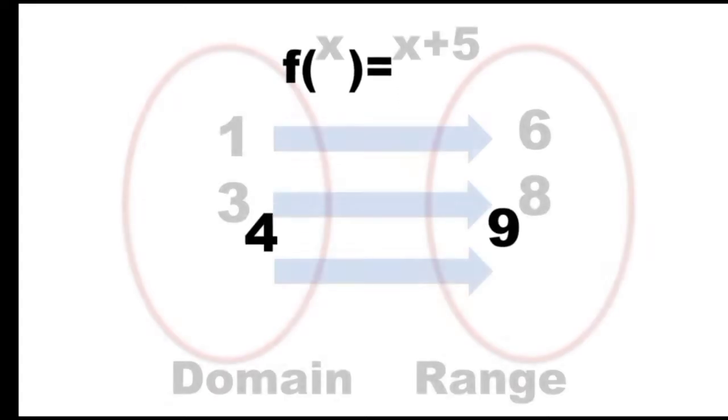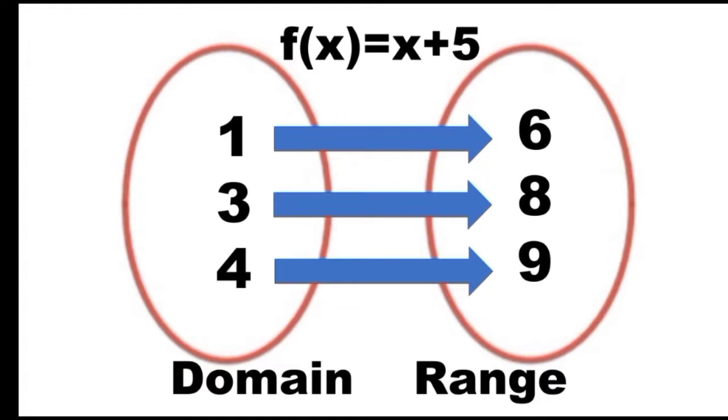Using the values we obtained, we have here the mapping of the domain and range for the function f of x equals x plus 5. 1 corresponds to 6, 3 corresponds to 8, and 4 corresponds to 9.